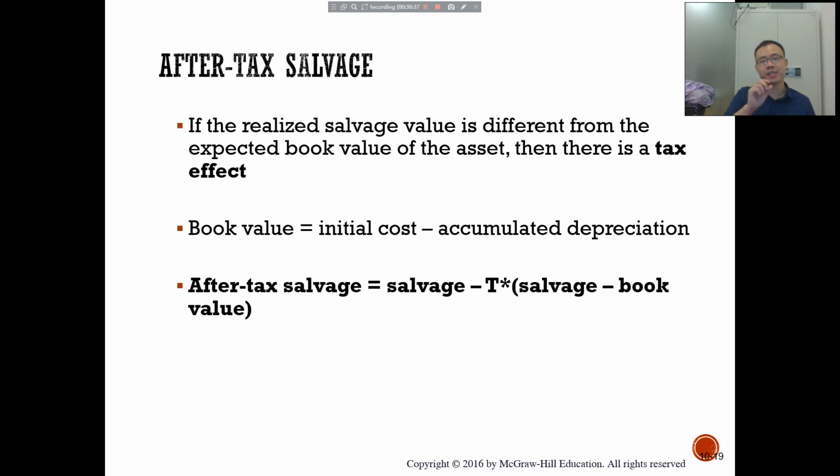So this is the opposite effect of the tax shield. Your tax shield says that because you have depreciation, you pay less taxes. Here you have to pay more taxes. So this additional tax, the marginal tax rate T times the difference between salvage and book value, should be deducted from the salvage. And that is the after-tax salvage.